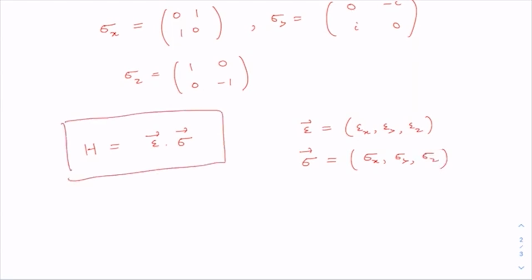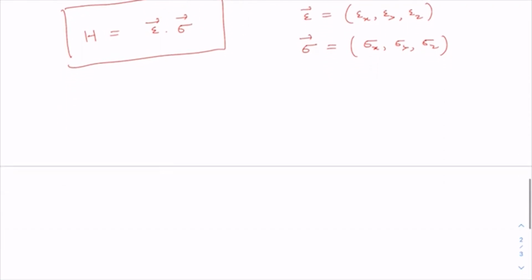Okay, before I go further, let me quickly remind you about some useful properties of the Pauli matrices. For example, you know that if you take sigma x squared, or again sigma y squared, all of them would be equal to the identity matrix. You can verify it very easily.